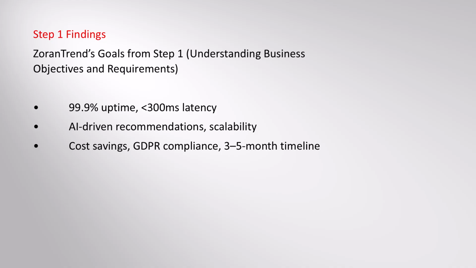Through step 1, understanding business objectives and requirements, stakeholder interviews and document reviews revealed Zoran Trend Retail's objectives are achieving 99.9% uptime, reducing app latency below 300 milliseconds, implementing fast AI-driven product recommendations, ensuring scalability for peak traffic, and securing significant cost savings while maintaining GDPR compliance for European customers. They target an initial migration within 3 months on a limited budget and full implementation within 5 months.